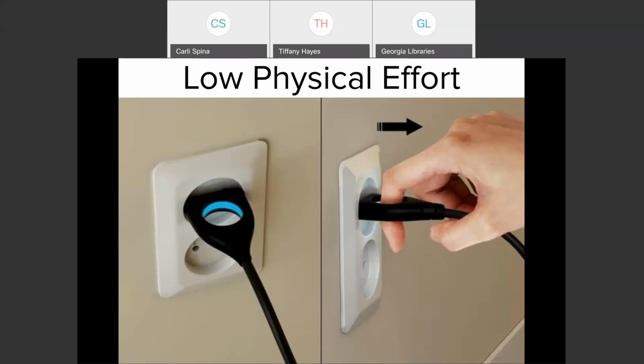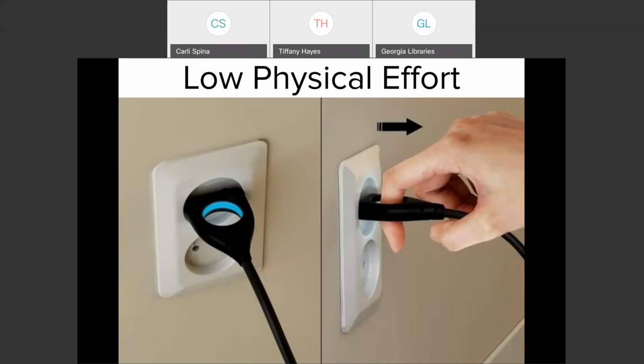Low physical effort. So this one is pretty intuitive in what it means, but it's exactly that as a means of trying to be more accommodating for people who have some sort of a disability, who maybe are aging, who maybe are under the weather and therefore feeling kind of weak, maybe a parent who's holding a child at the same time. You just want to try to think about ways that you can make things as low physical effort as possible. This is an example here where it's just an easy to pull out plug.